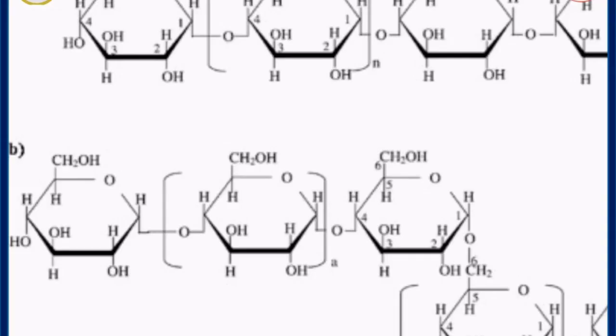Here we can see the structure of amylose and amylopectin. The amylose is a linear structure formed of only alpha 1,4 linkages. In the amylopectin, we can see both alpha 1,4 and 1,6 linkages.